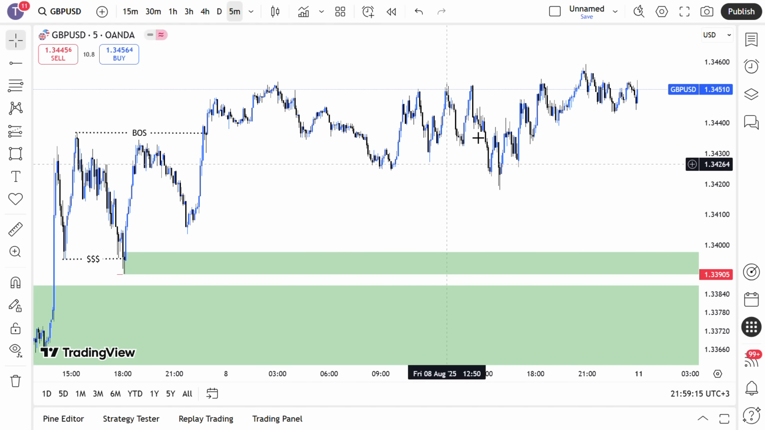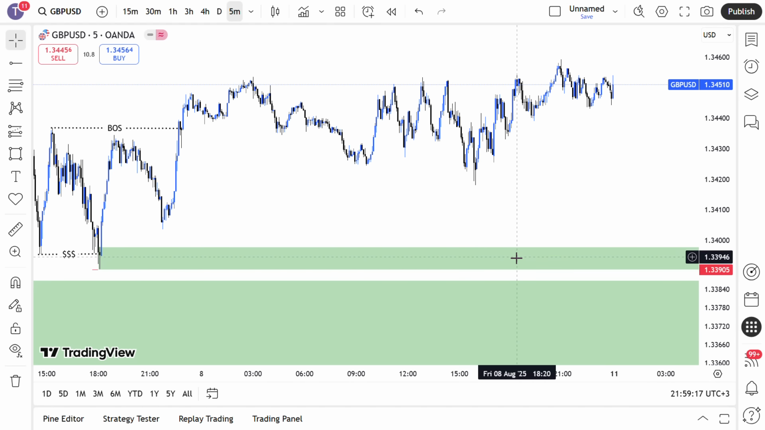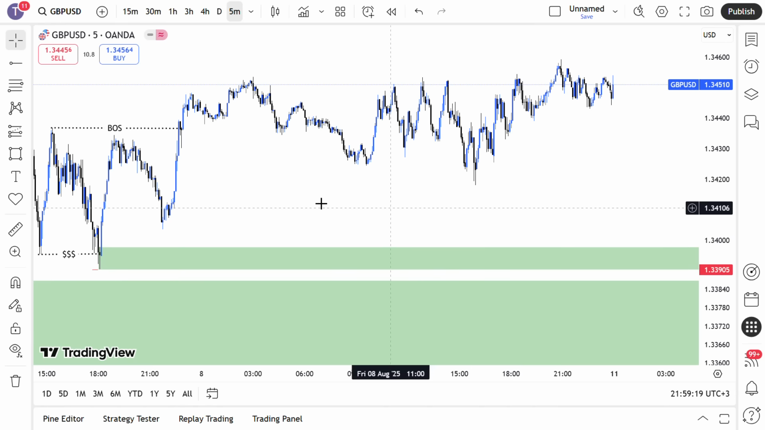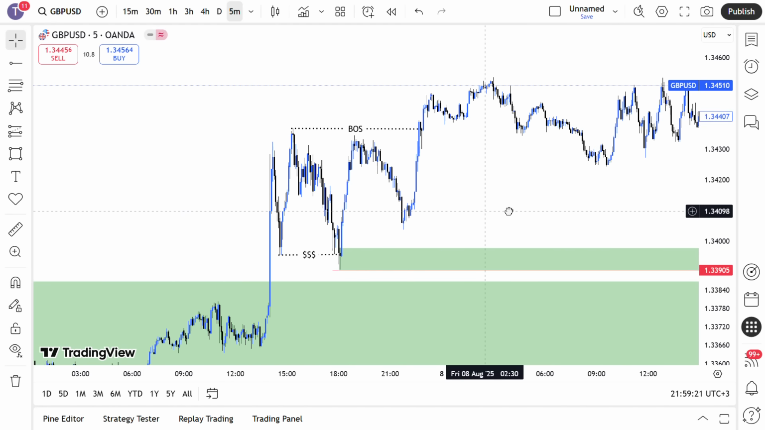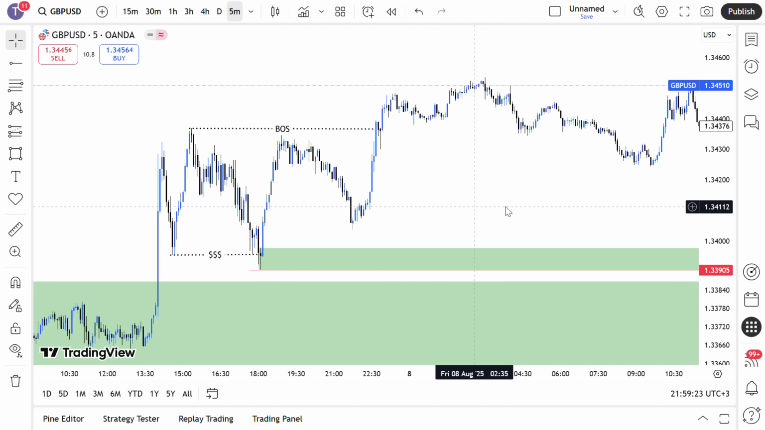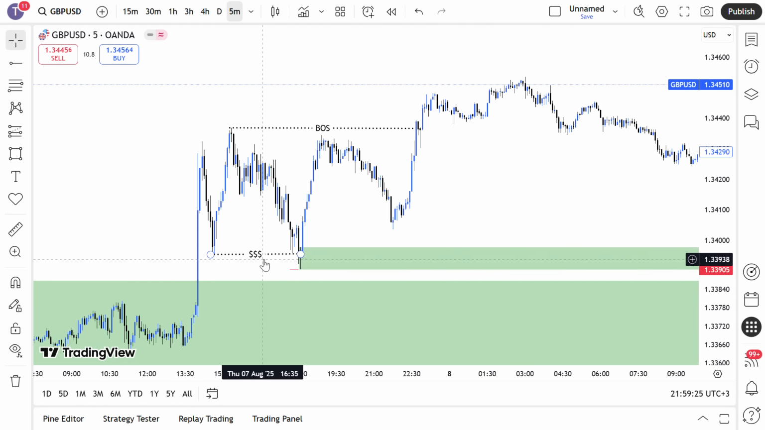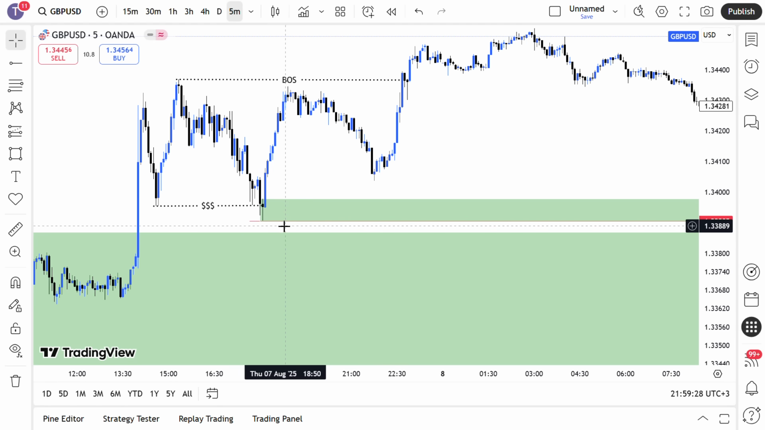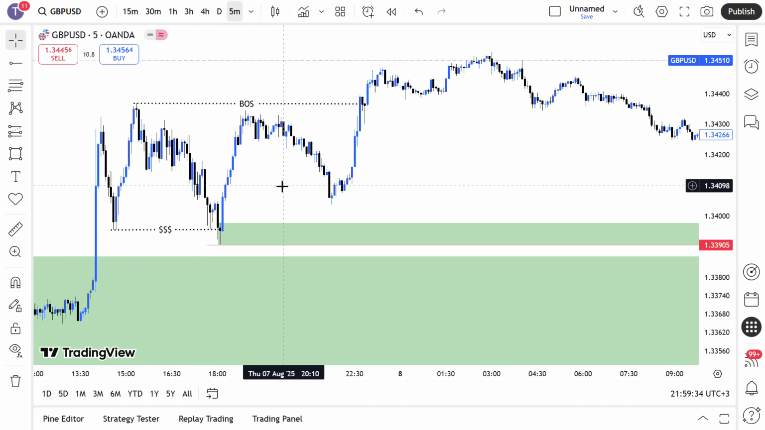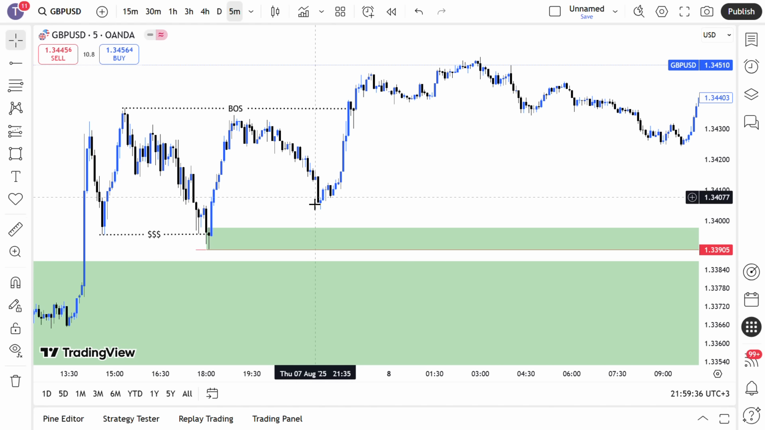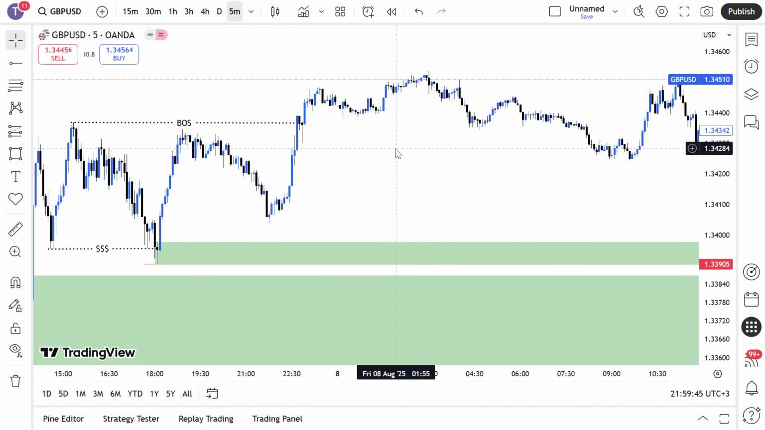So I expect the market to come back down and mitigate this area, the 5 minutes order block that has a fair value gap. The advantage of this setup is that we have the sweep of liquidity, we have the order block with a fair value gap just above it, and the most important thing here, we have this inducement that is going to be taken out before price taps into the order block to make a move to the upside.